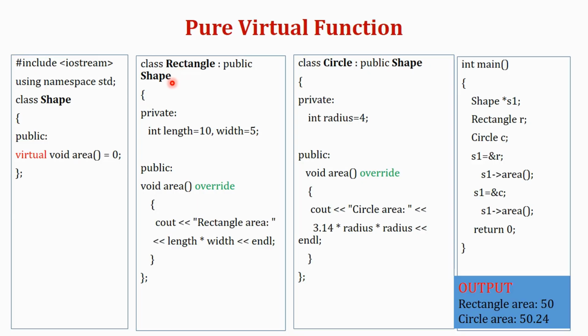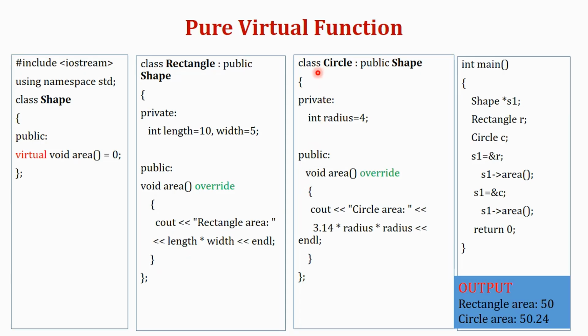In here the property from the shape. Here there are two variables declared, length and width. Here, and then the same function we are using here, void area, and then we are using the override. So here we are calculating the rectangle, then close it.